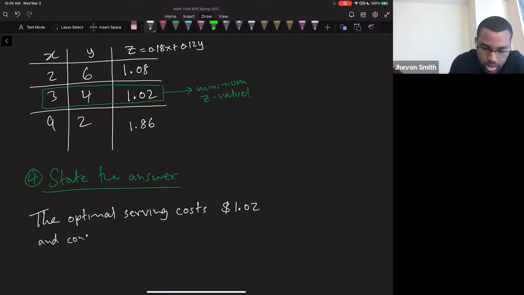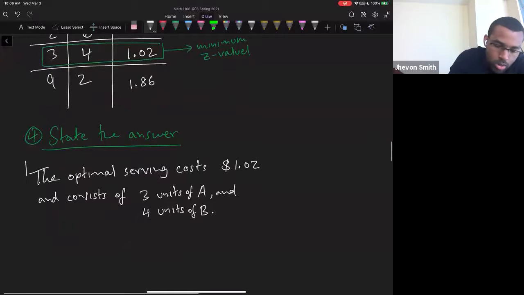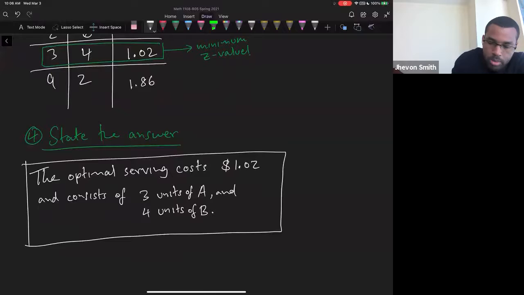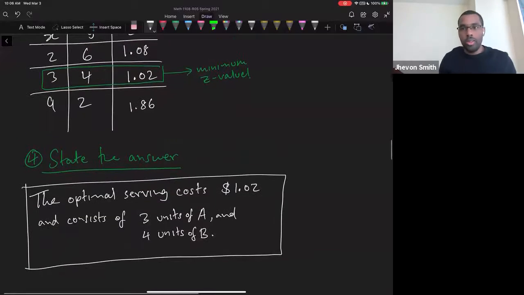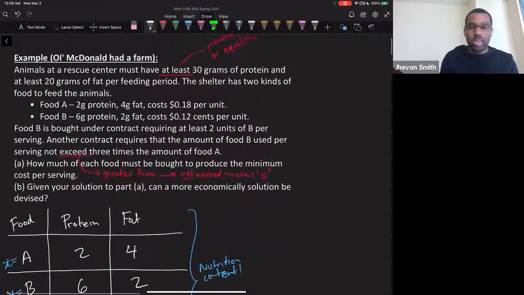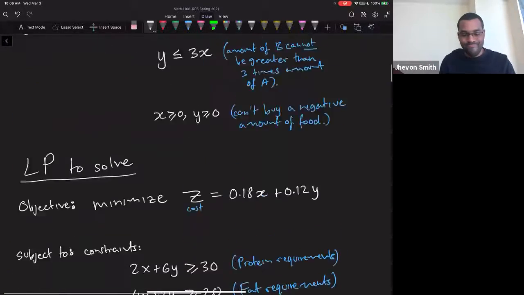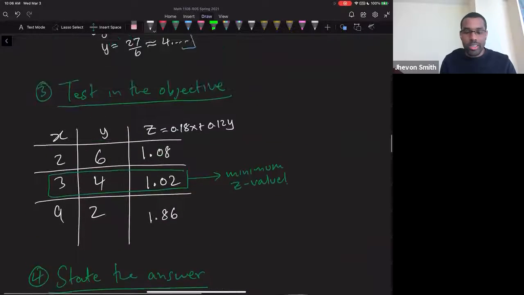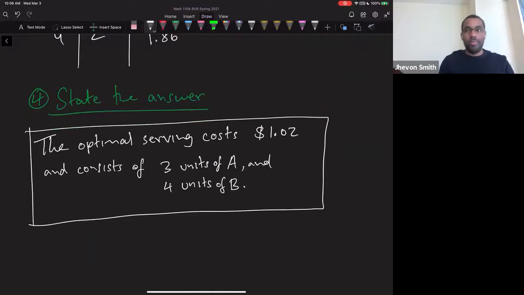and consists of 3 units of A and 4 units of B. That satisfies all requirements and keeps costs at a minimum. So that is the solution to the problem. If you were the owner of this shelter and you had all these requirements and these were your food choices, and you want to minimize cost, that is the best option. That's what you would do.